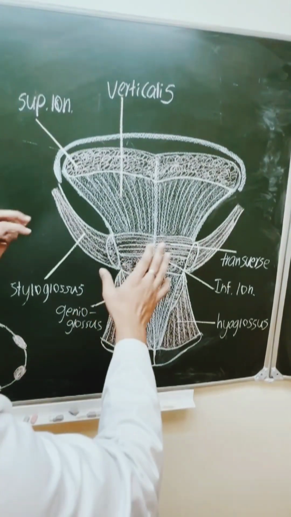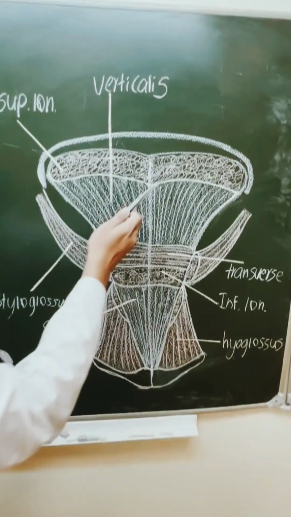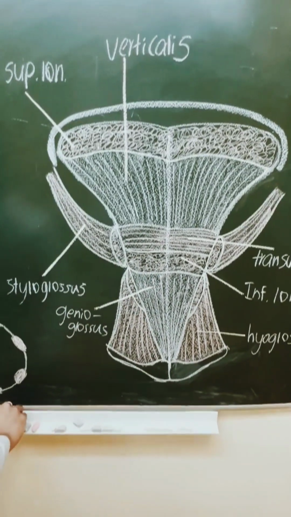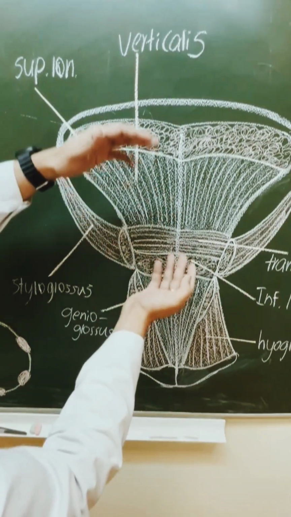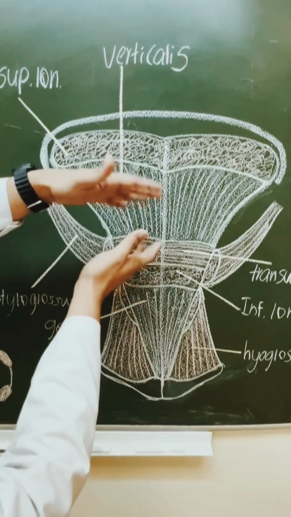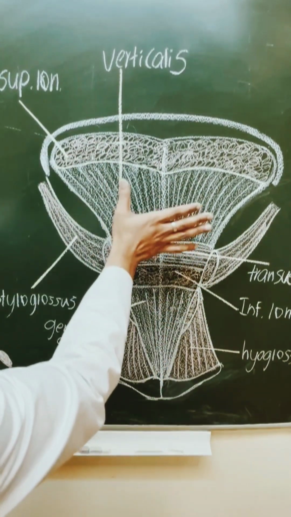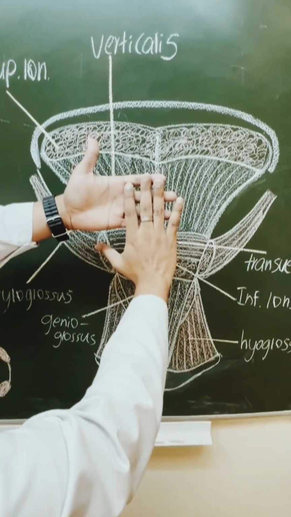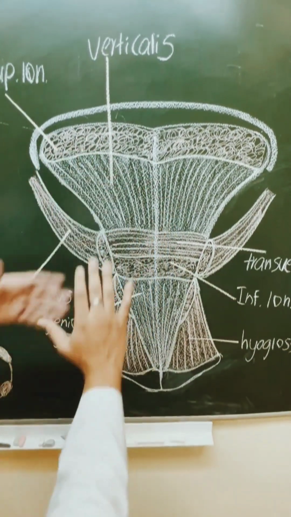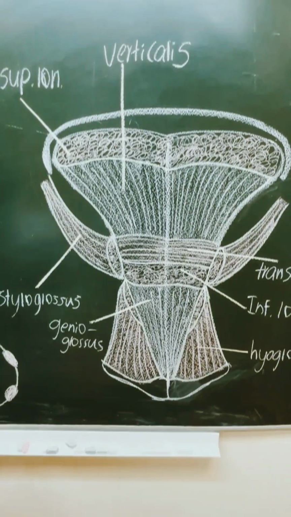In real preparations, the vertical and transverse muscles are somewhat embedded together. For easier interpretation, I've drawn them separately. In the real preparations, like in a live human body, these fibers are something like this. Okay, and the function of this muscle, transversalis.